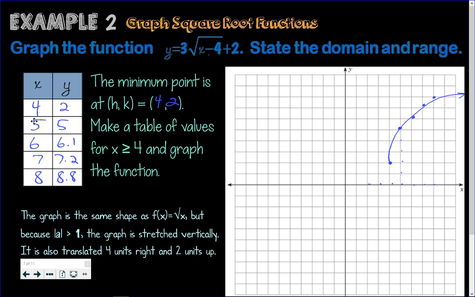Okay, so if my parent graph looks like this, okay, what happened here? The 3 in front did what to my parent graph? Expanded it vertically. Yeah, stretched it there, but then it moved it 4 units that way, right? And then 2 units up. That's where these two numbers came from.